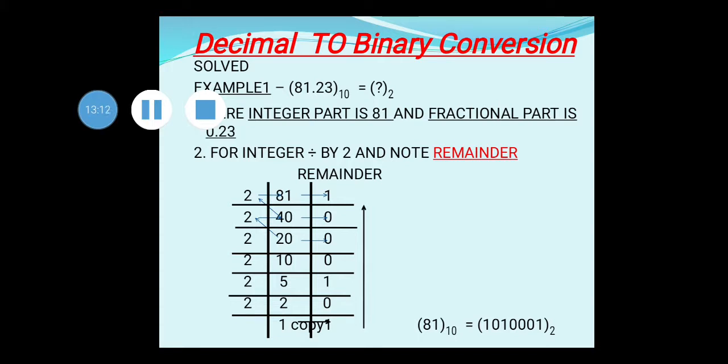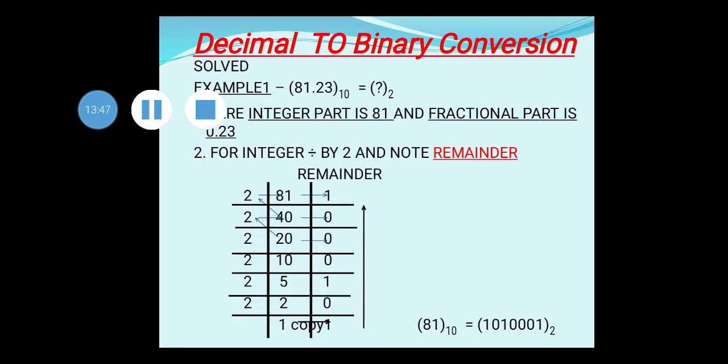Now this quotient 1 is less than the binary base 2. Therefore I'm going to stop here, and this 1 I'm going to copy as it is on the remainder side. So now the division process is done. I'm going to copy this binary number from bottom to top. So from down to up you have to copy. The binary number you got here is 1 0 1 0 0 0 1. So this is the final answer for your integer part.